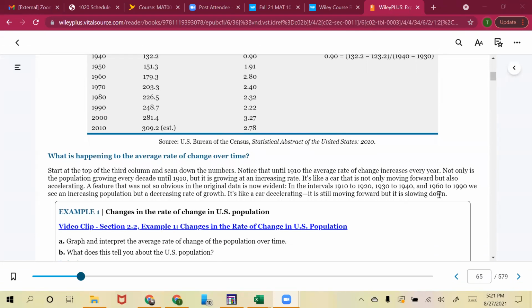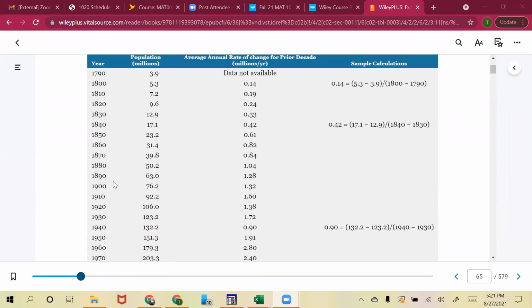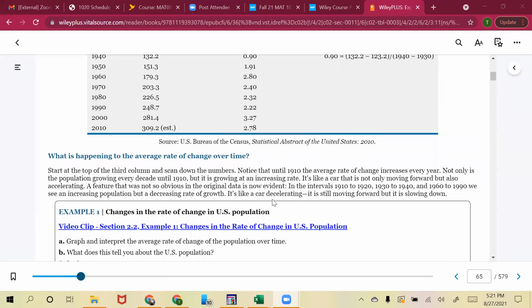So start at the top of the third column and scan down the numbers. Notice that until about 1910, the average rate of change increases every decade. So we see it increasing, and then from 1910 to 1920, we start to see it change. So not only is the population growing every decade until 1910, but it is growing at an increasing rate. It's like a car that is not only moving forward, but also accelerating.